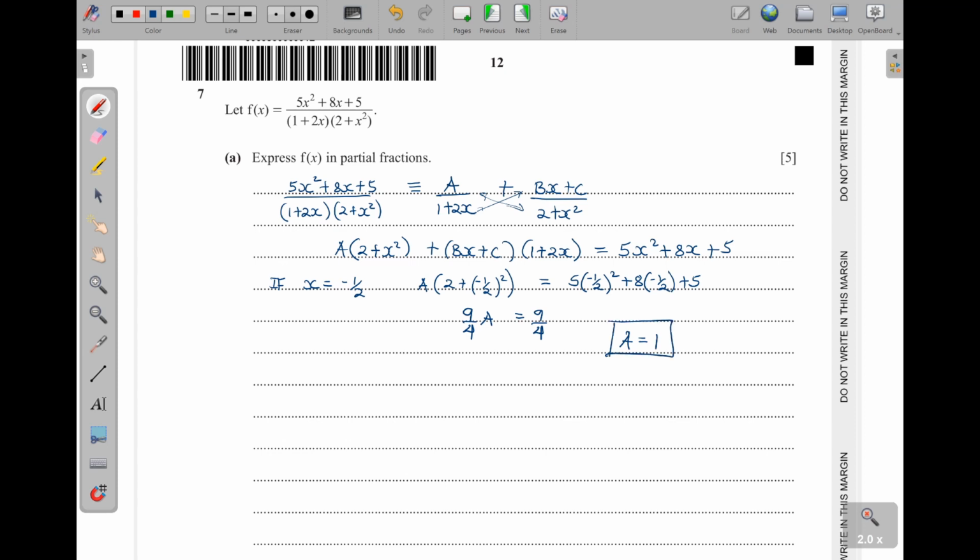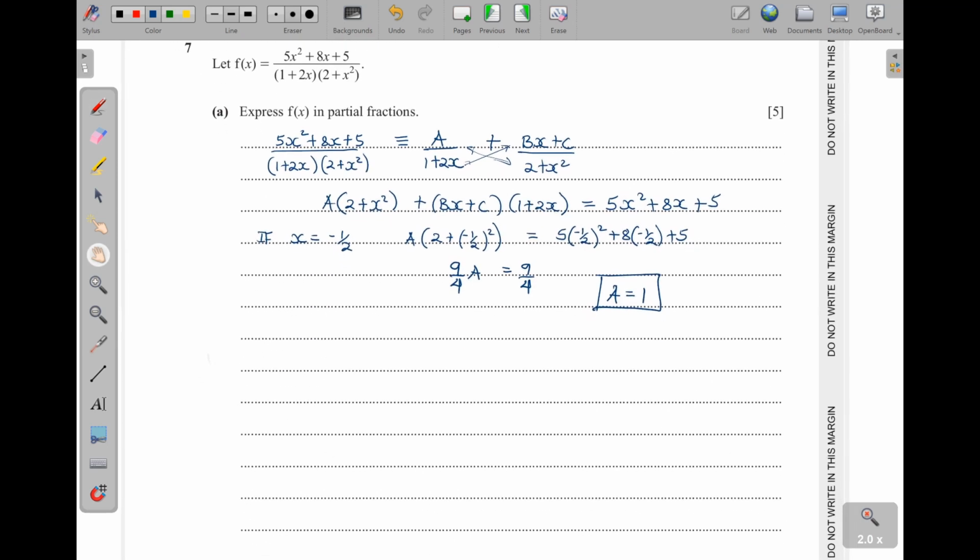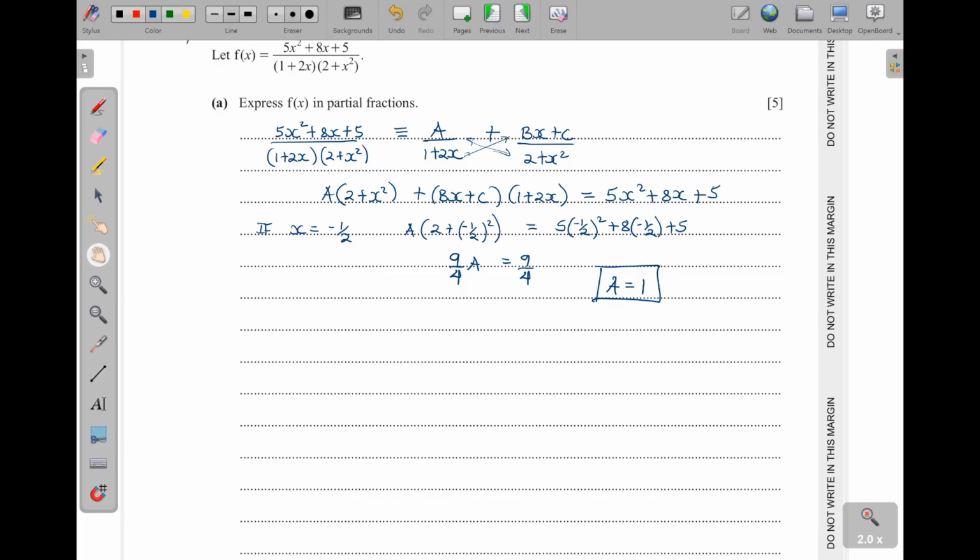Remember, the mandate is to find the A, B, and the C. And then next, I can use another x value that can terminate one of them. I can use 0. If x is equal to 0, that means this B here will go. So that means we shall have 2A plus C, which is equal to now 5. So C is going to be 5 minus 2A, which A is 1. So that means our C is going to be equal to 3.